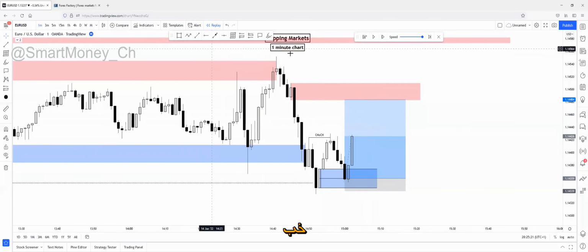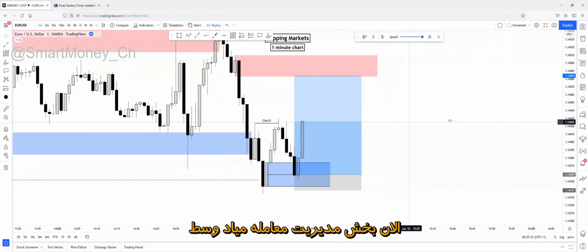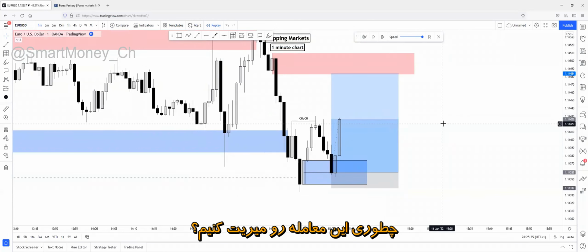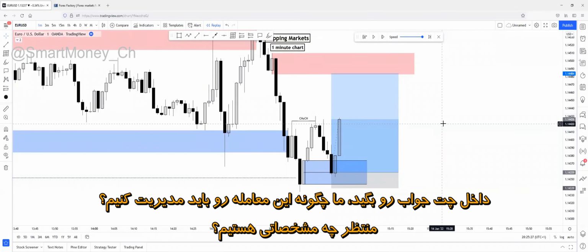So here comes the management part. How do we actually manage this trade? Just answer in the chat. How would we manage this trade? What are we waiting for?